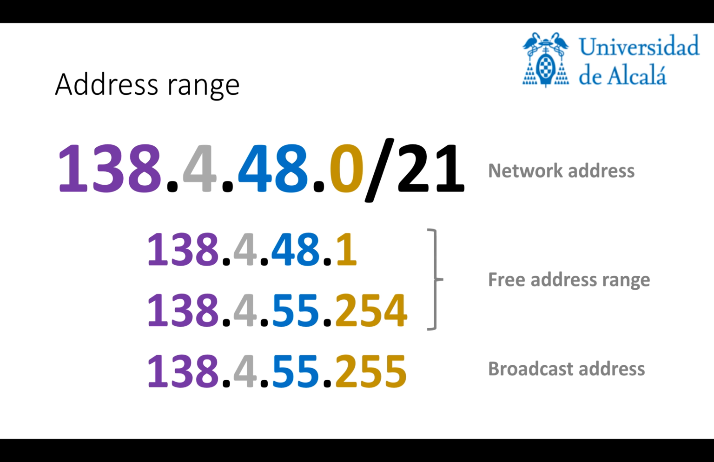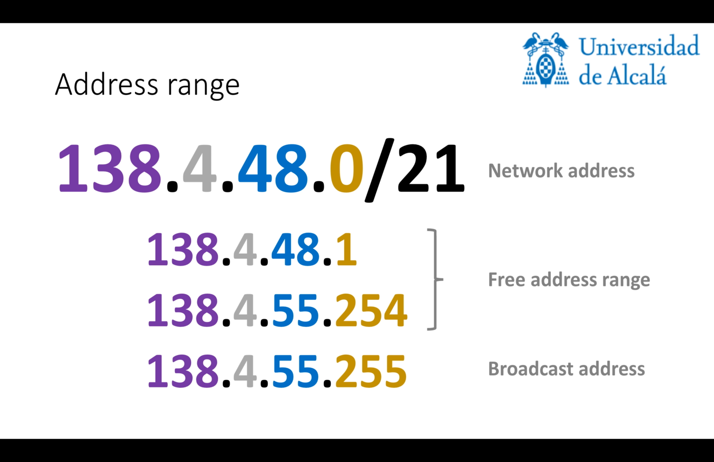As we have said before, the lowest address is the network address, which in this case is 138.4.48.0. With the /21 net mask, we would have the address range shown in the slide. The topmost address, the highest address, is called the broadcast address, and it's used to address all hosts in the network. That means if you send, in this case, an IP datagram to 138.4.55.255, it would be received by all the hosts in the network.